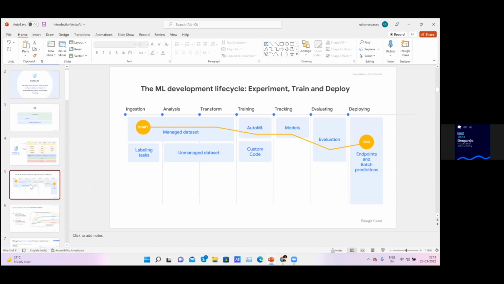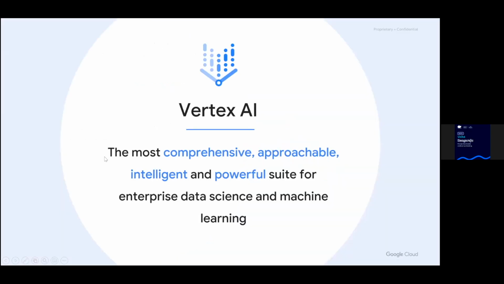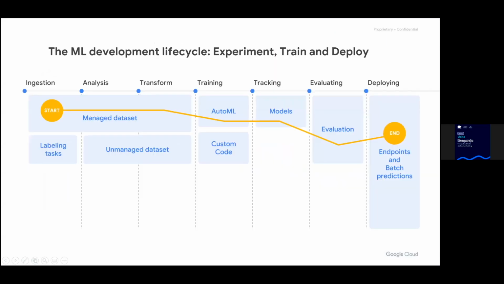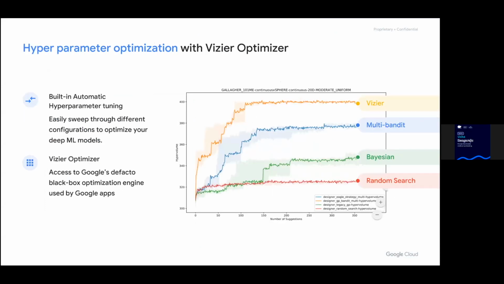So we'll start with the first feature, which is hyperparameter optimization with Vizier Optimizer. Vizier Optimizer is one of the black box hyperparameter tuning techniques which comes with Vertex AI. Like any other hyperparameter optimization tool, it allows you to find the best values for your hyperparameters, and it is very easy to set up.